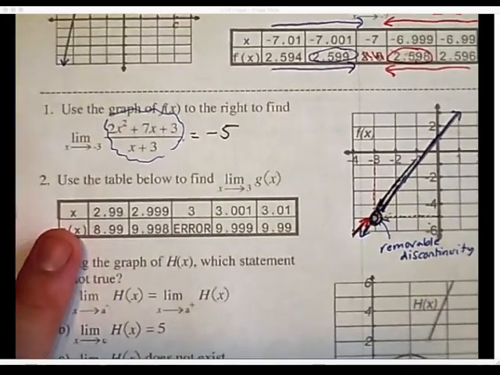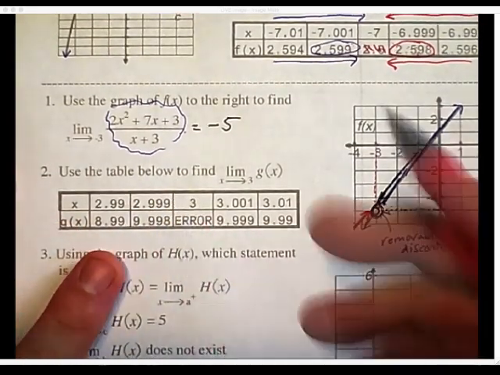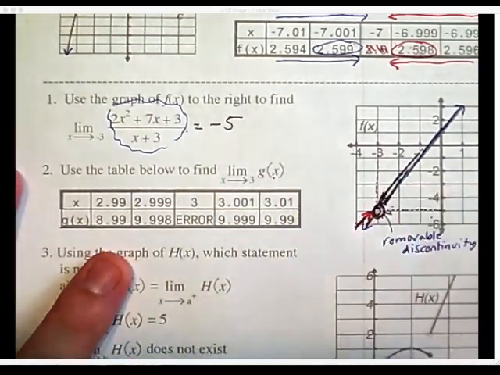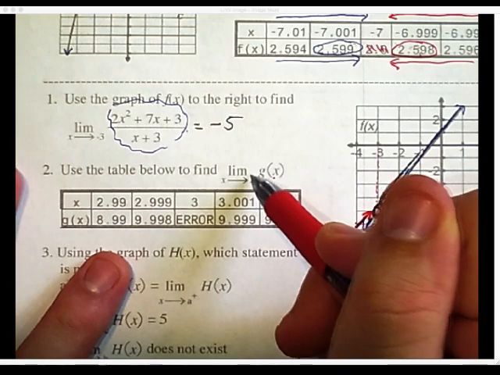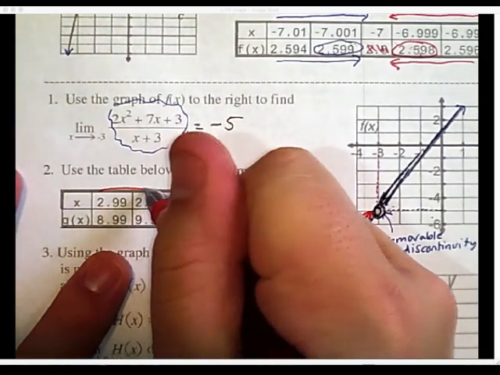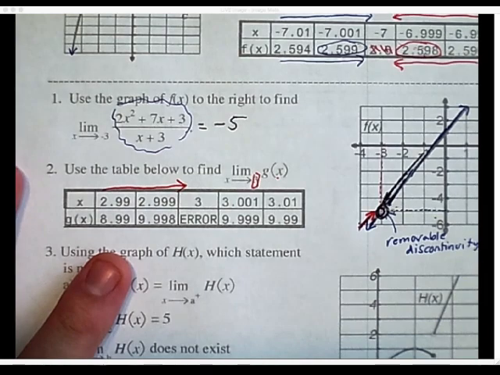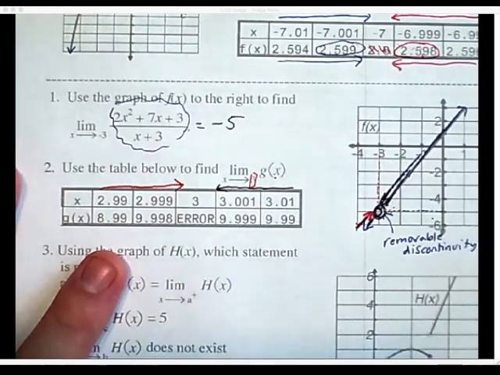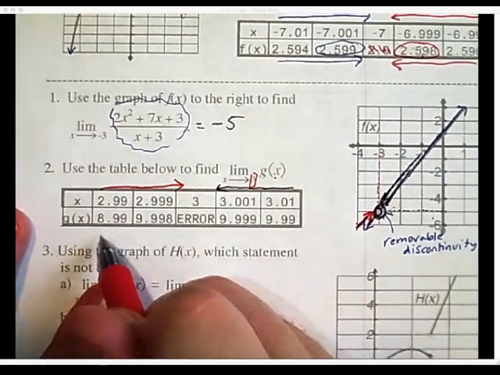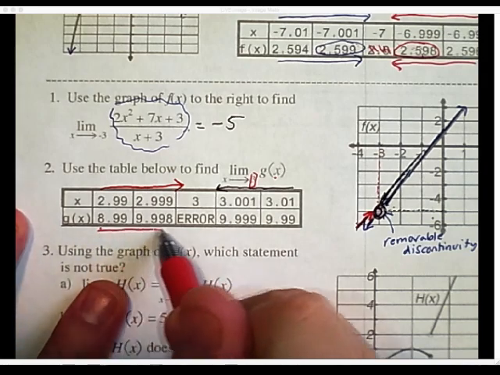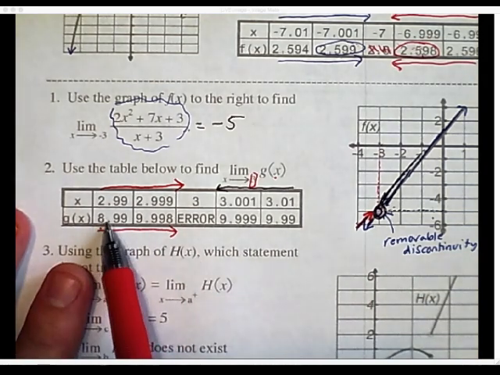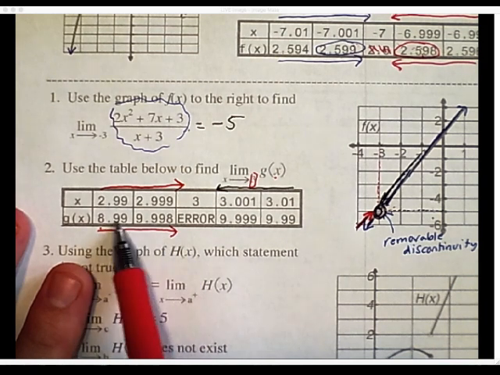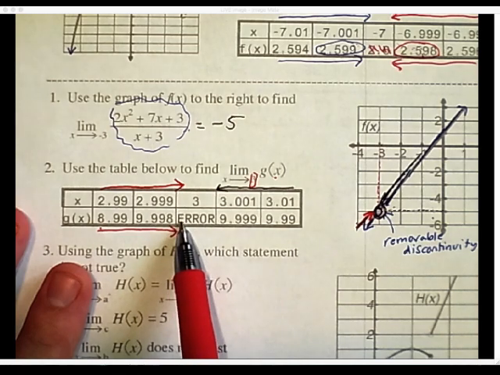Now what about number 2? It says use the table below to find the limit as x approaches 3 of g of x. Okay, so I want to approach an x value of 3. So I want to come in from the left, and I want to come in from the right side. Now what do you notice about the y values? The closer I get to an x value of 3, what's happening to the y values? It's going 8.99 to 9.998. So my first thought is, okay, I'm getting closer and closer to a number that's really close to 10.